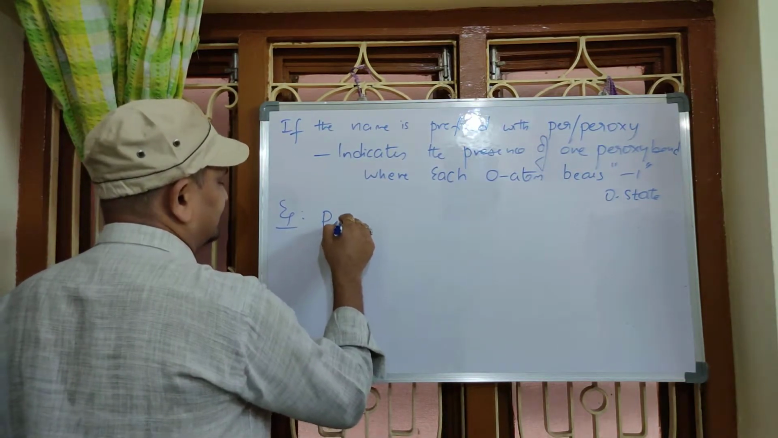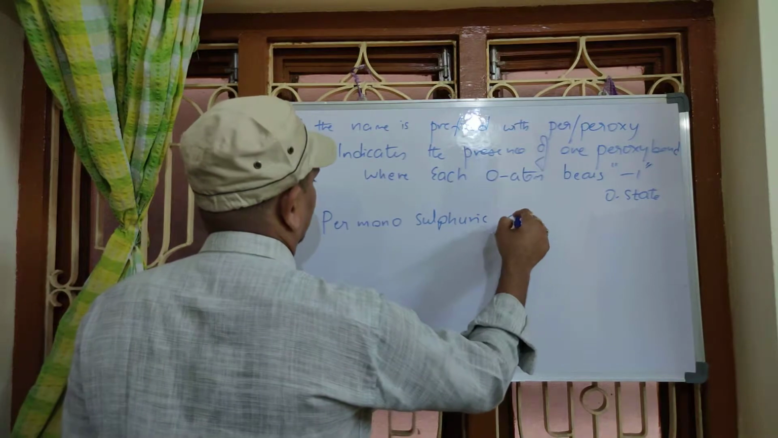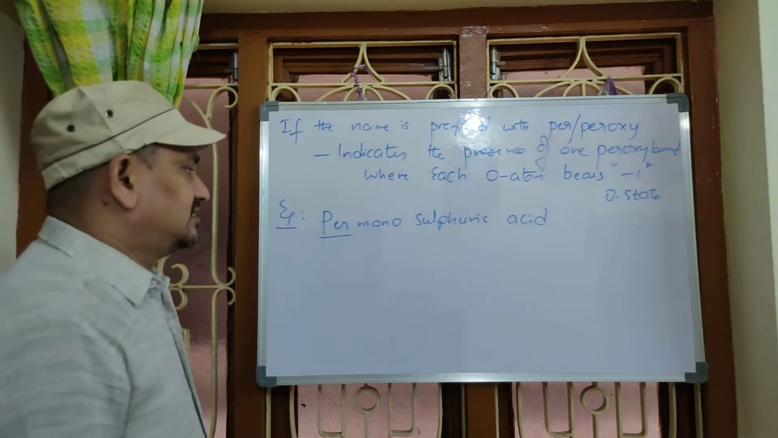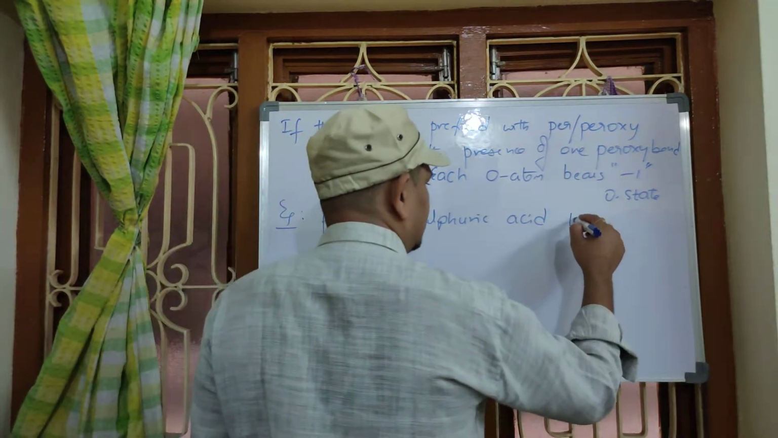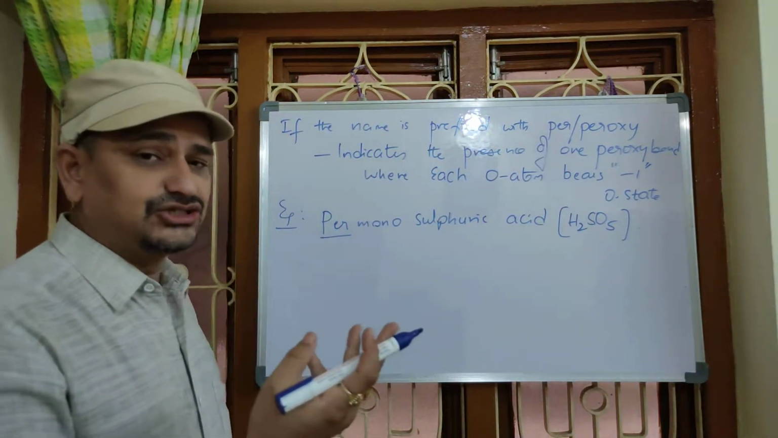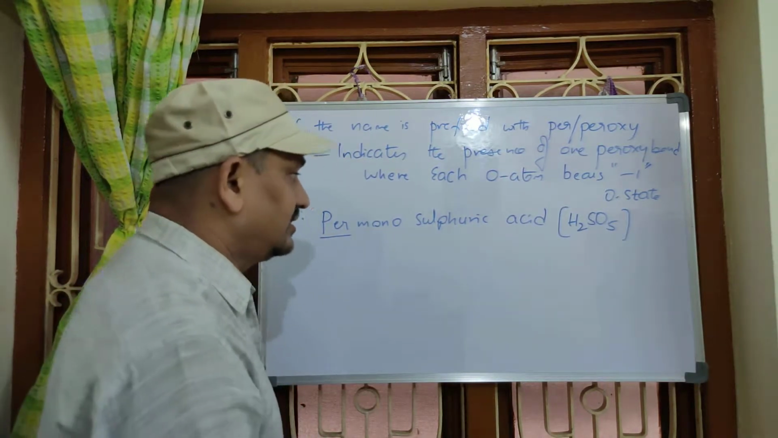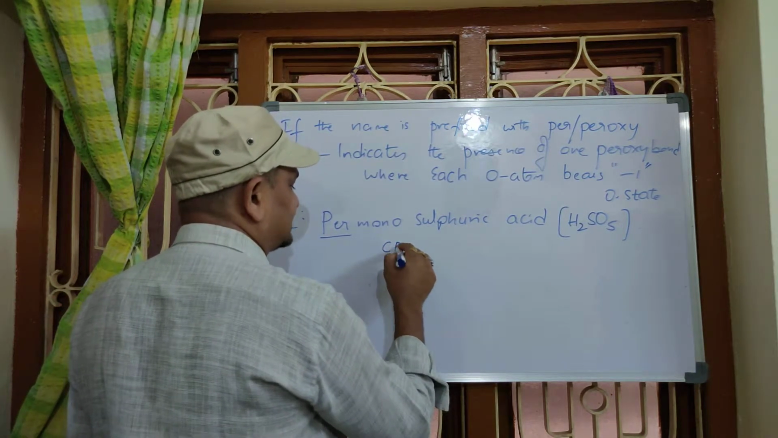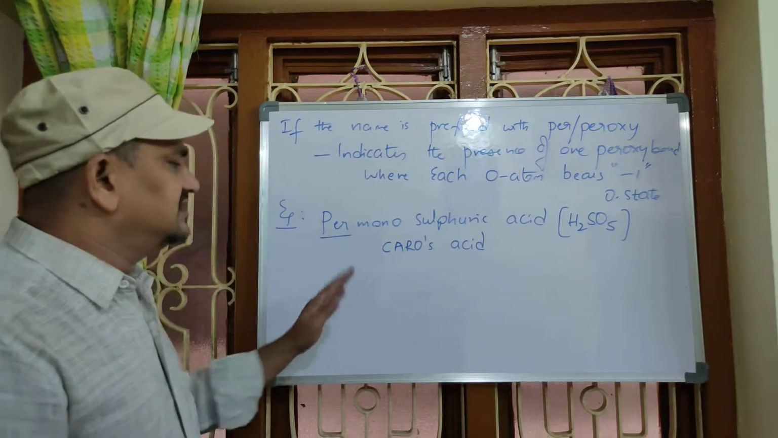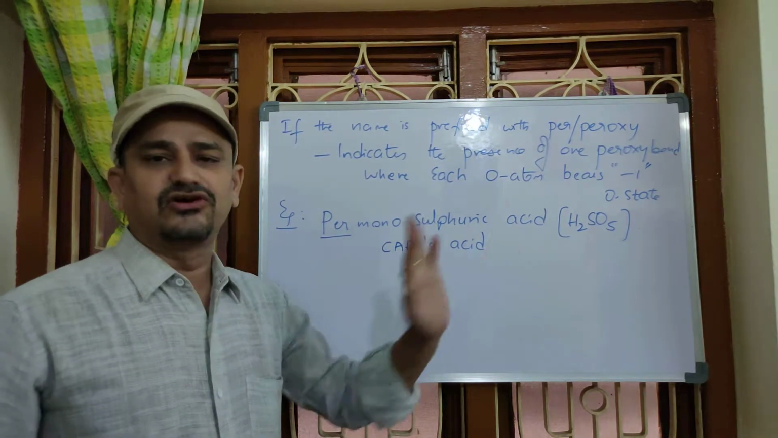Per monosulfuric acid. See, the name is prefixed with per. Its formula I am giving: H2SO5. You know sulfuric acid is H2SO4. This is per monosulfuric acid, also called Caro's acid. That's a special name, a trivial name actually. So per monosulfuric acid, also called Caro's acid, whose formula is H2SO5.